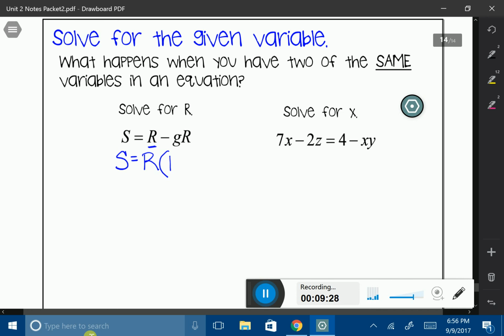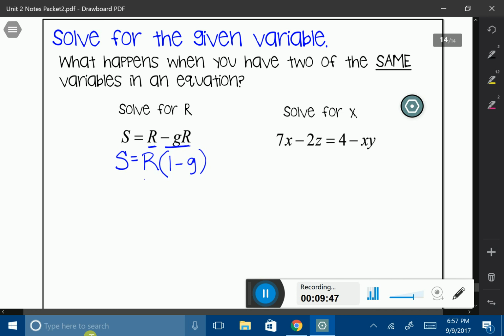And if I pull an r out of the second term, I'm going to be left with a negative g. And you can always recheck yourself by redistributing your r. So r times 1 is r, and then r times negative g is negative gr. So now that I've undistributed the r, I have r kind of by itself.